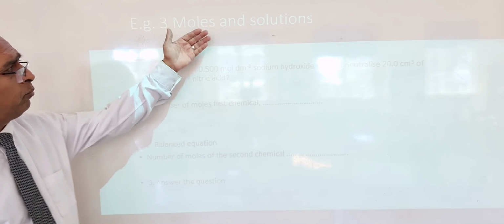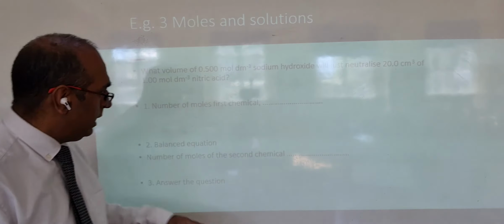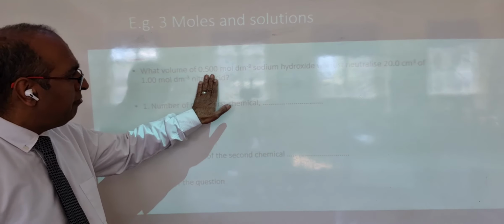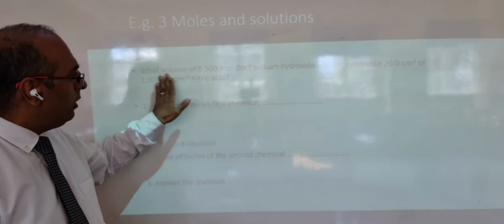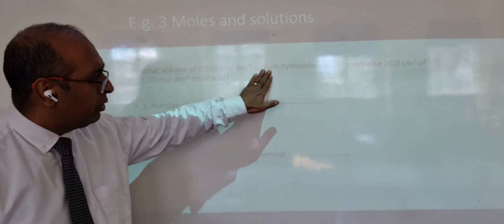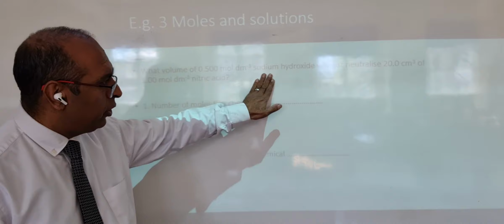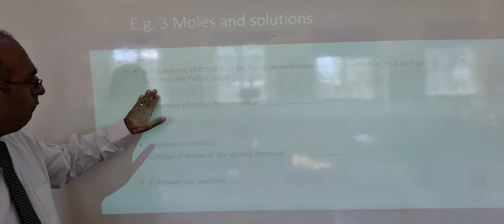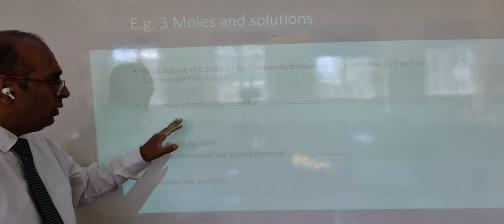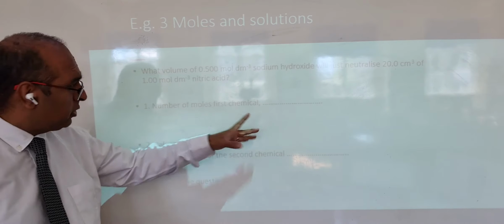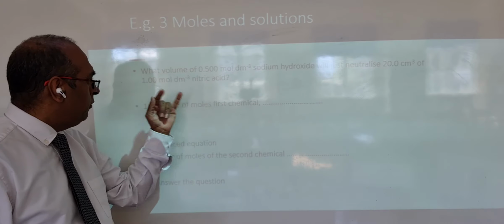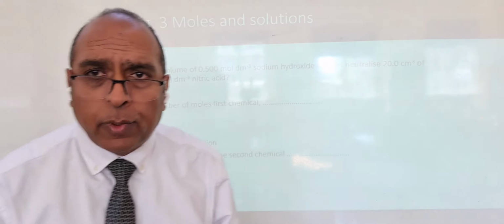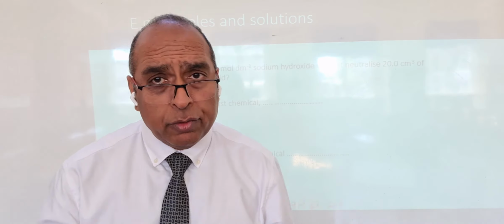Right, finally, moles and solutions. Now, 0.5 mole per litre solution of sodium hydroxide will, in a titration, neutralize 20 centimetres cubed of 1 mole per litre nitric acid. So which is the first chemical you can work out a number of moles of? Well, with nitric acid, you've got a concentration and a volume. And that's what you need to work out a number of moles of a solution.